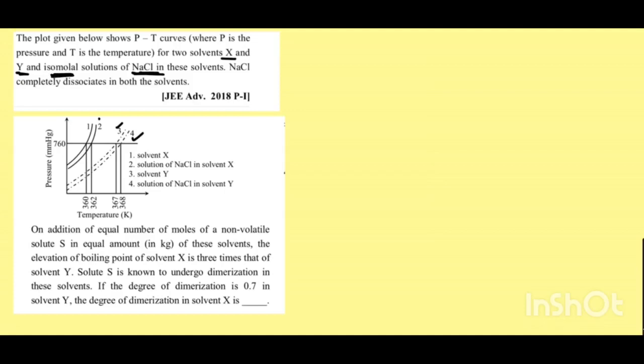Now, the second case they have discussed is a non-volatile solute S, which is also dissolved in solvents X and Y, and it has undergone dimerization. So we have two cases. One is the case of NaCl in X and Y, and another is the case of solute S, also in X and Y.